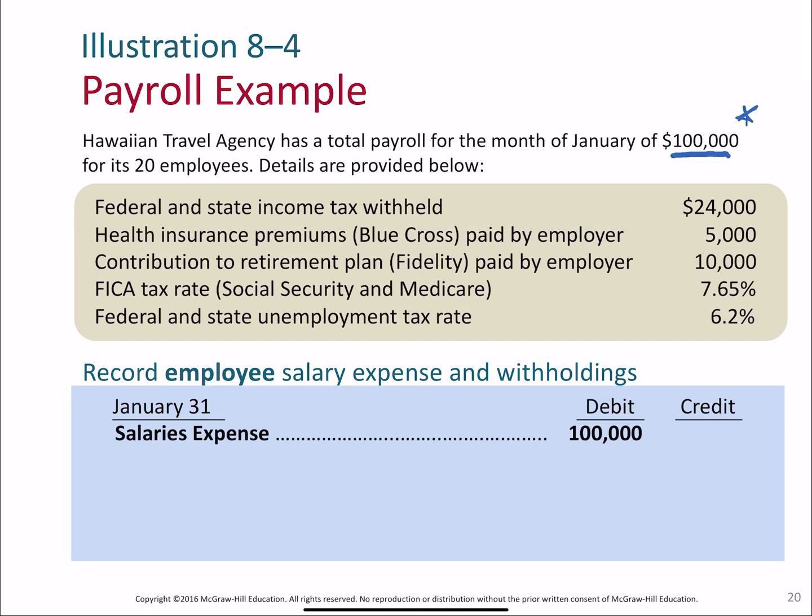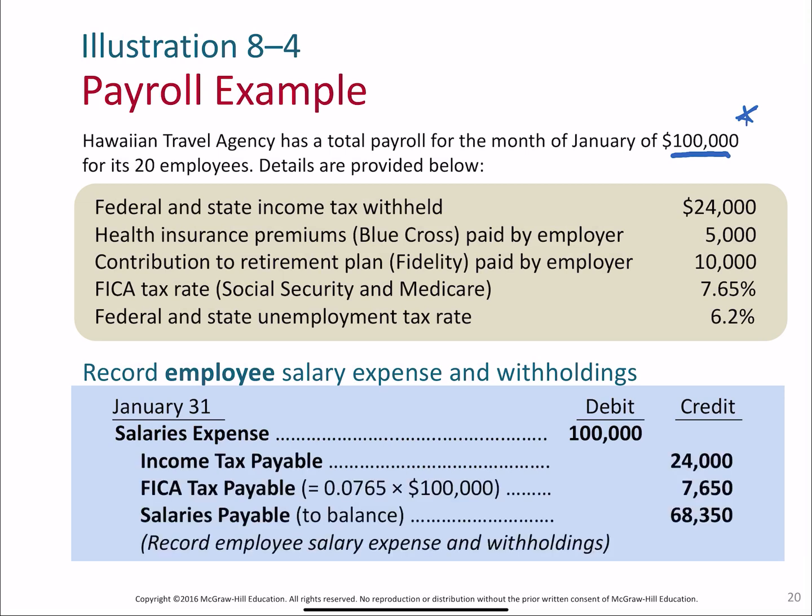Well, remember, the first one's easy, right? Salaries are what we've negotiated to pay them. That's going to be the expense. Will it be the cash they get? Nope, right? If you get a job and it says you're going to get paid $10 an hour, do you get $10 an hour? No, you don't. You get something less because they've got to take out a bunch of money and give it to the government.